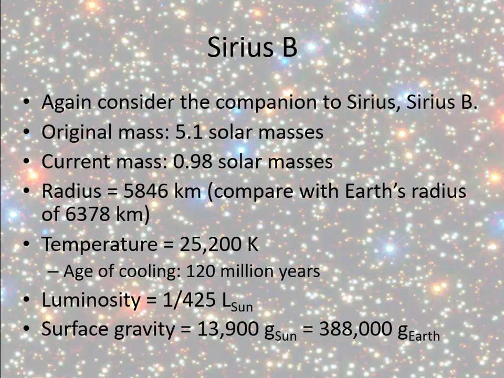It's the orbiting companion of the brightest star in the night sky, Sirius. Originally this thing probably started off with about 5 or so times the mass of our Sun. Right now its mass is 0.98 times the mass of our Sun. But its radius is smaller than Earth's radius. And for reasons that we're going to discuss in a future video, Sirius B is a situation where if you were to add more mass, then it would actually get smaller.